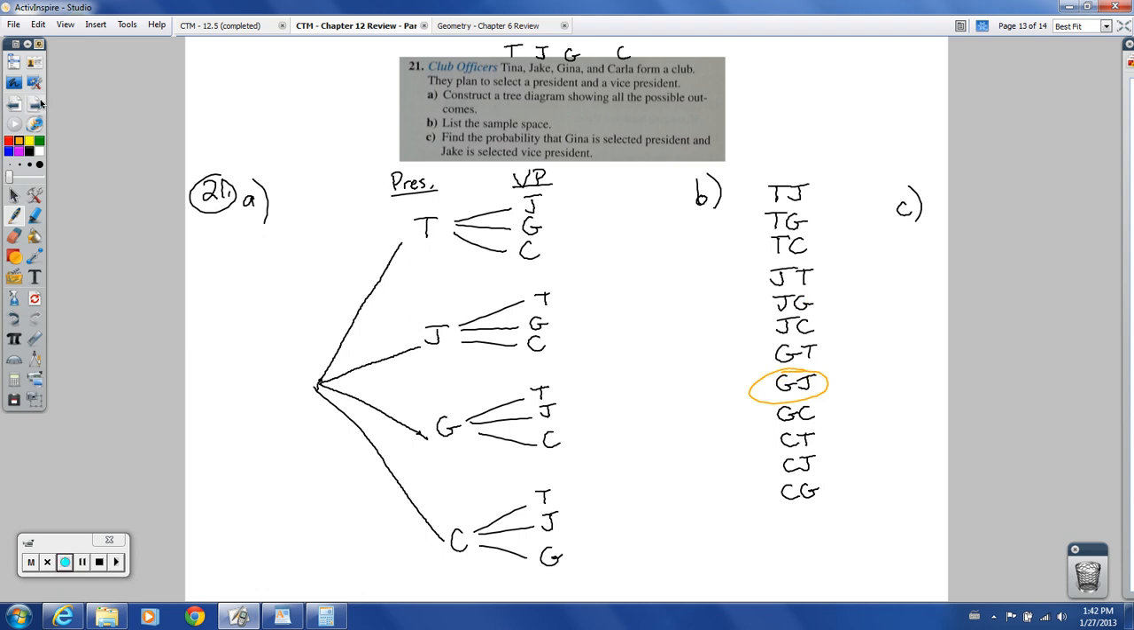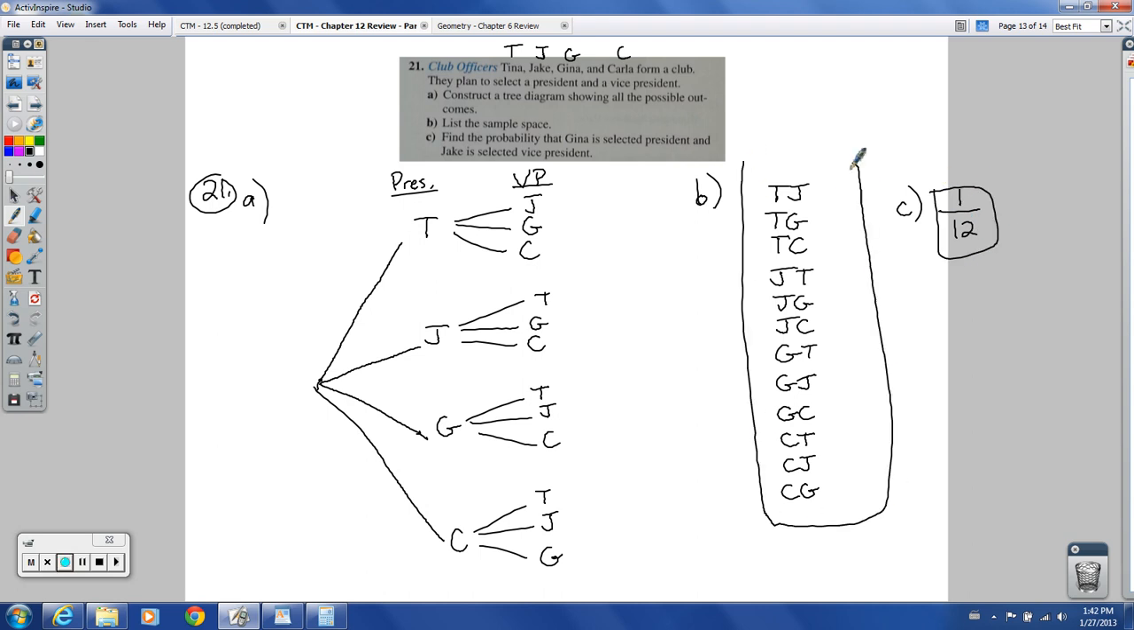There is 1 out of 12 ways that can happen. There's 1 way that can happen out of 12 possibilities. So that should be your final answer here. This is all we need there. And then the tree diagram shows it all there.